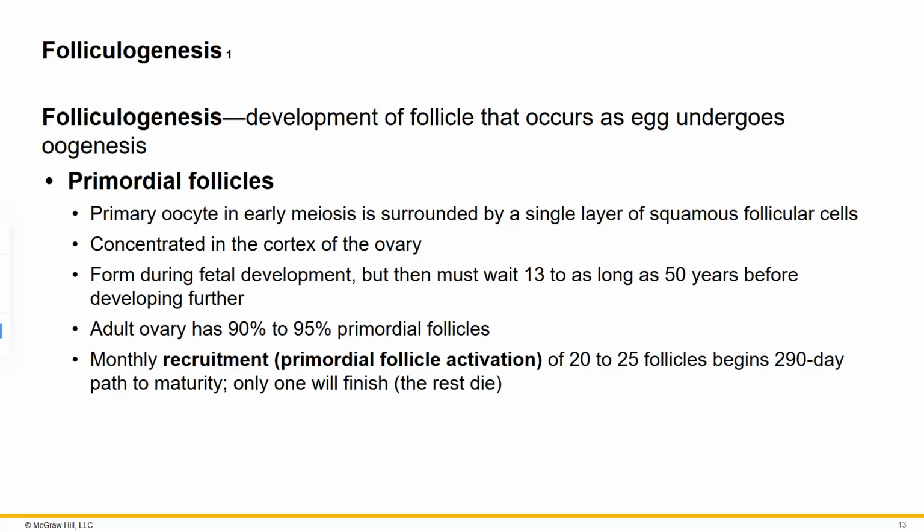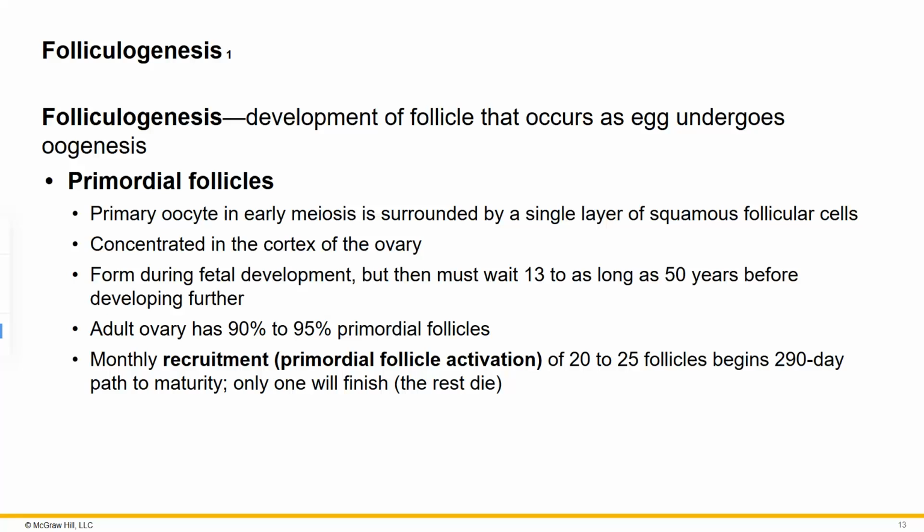It's important to note what's going on with the follicle because eventually the follicle is going to start to produce some hormones that are going to dictate what can happen with that egg. So, starting off with the primordial follicles. Primordial follicles, the primary oocyte in early meiosis, is surrounded by a single layer of squamous follicular cells. They're concentrated in the cortex of the ovary.